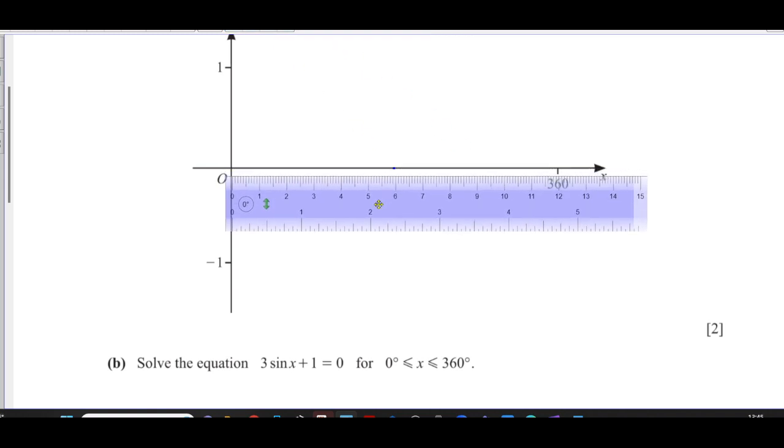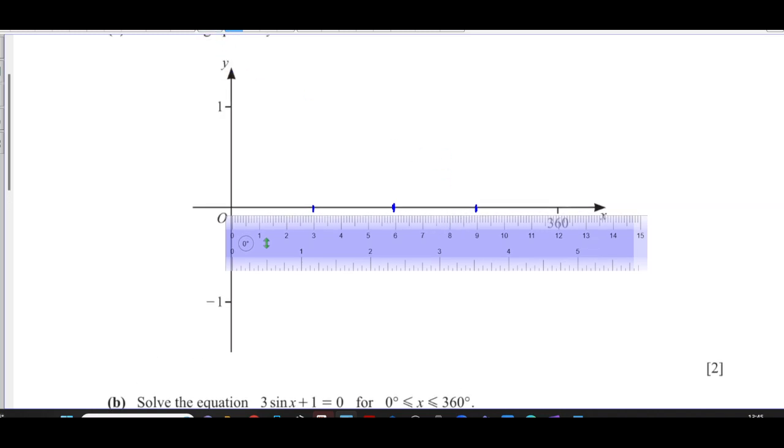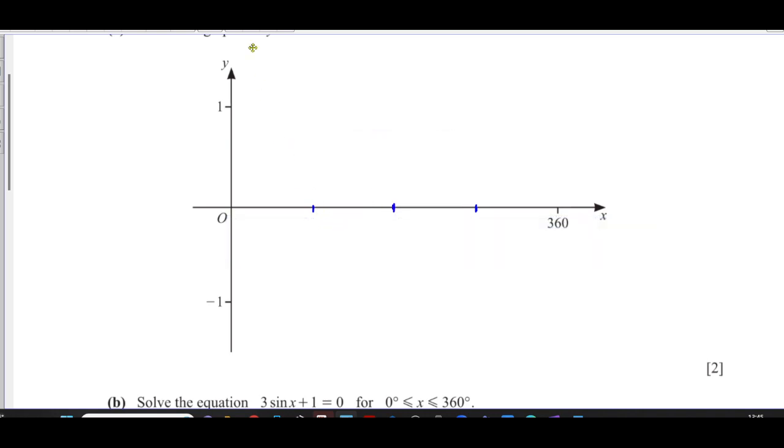So I want to put it into parts. You've got half, so that's going to be 180 degrees. That's going to be 90 degrees, and that's going to be 270 degrees. I split it into kind of equidistant areas so I can make sure I do it as accurately as I can. So this is 90, this is 180, this is 270. And we have to draw the graph.